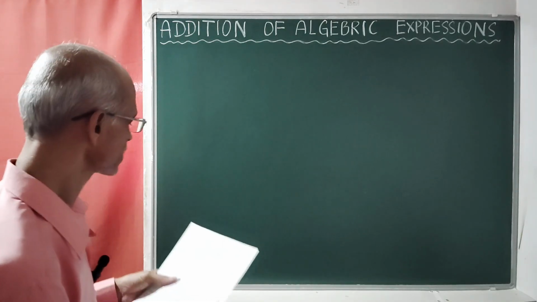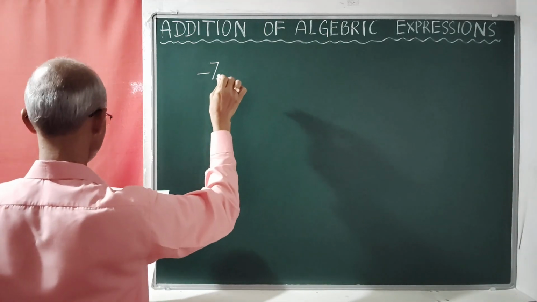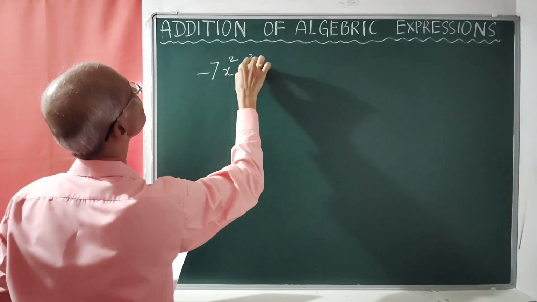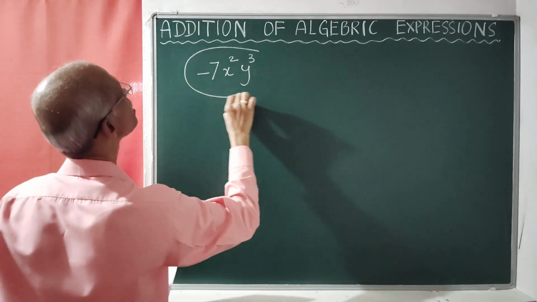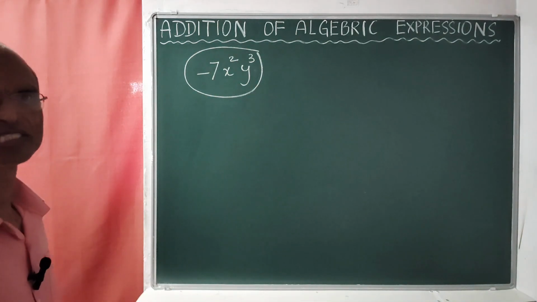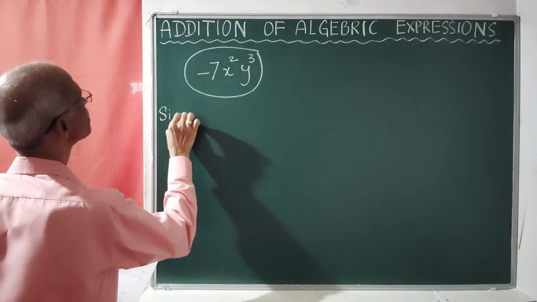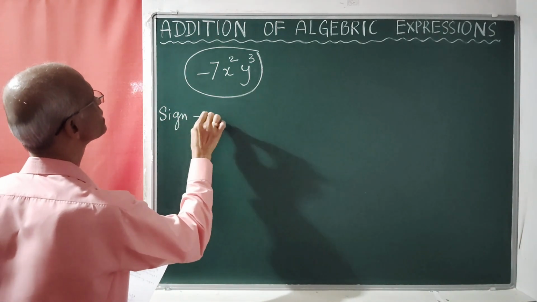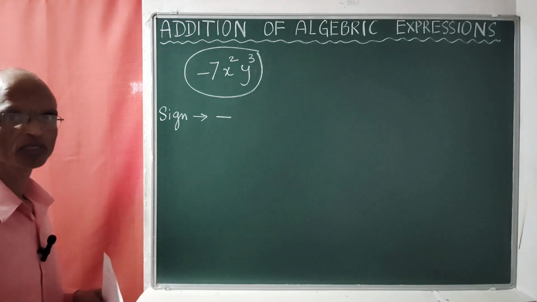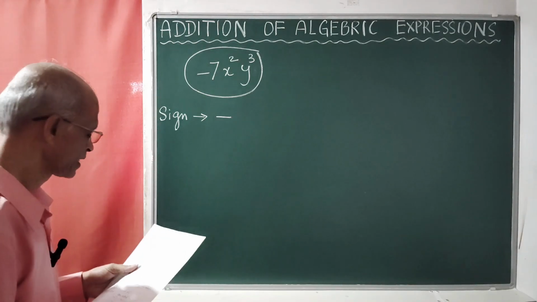First, I will write one algebraic term: minus 7 x square y cube. It's an algebraic term. Now we will see the parts of this term. Every algebraic term will have a sign. In this case, the sign is minus. Suppose there is no sign, it means it's plus.